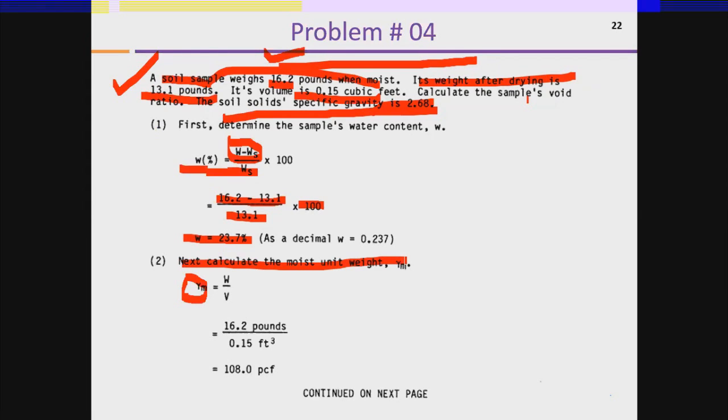Now, calculating the moist unit weight of the soil. For this, I am given the moist weight and the volume of the soil system. So the moist weight is 16.2 pounds and the volume is 0.15 cubic feet. This will give me a gamma M value equal to 108 pounds per cubic feet.